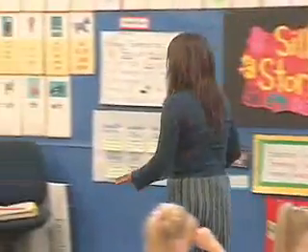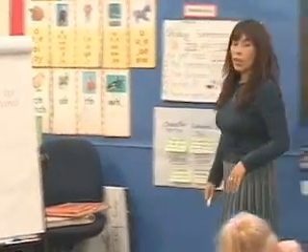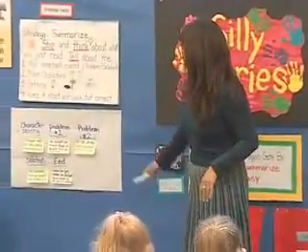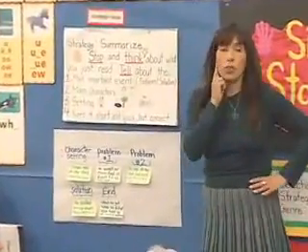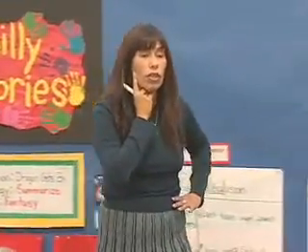Let's start thinking how we're going to summarize what we just read. Let's look at our criteria chart. Okay, stop and think what we just read. Give yourself a minute or a few seconds to think about what you just read.